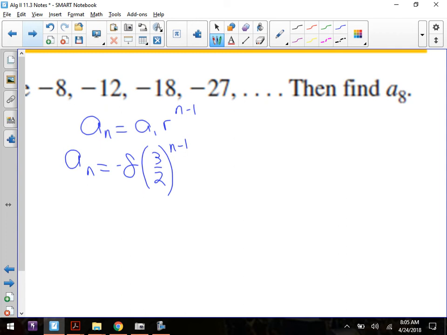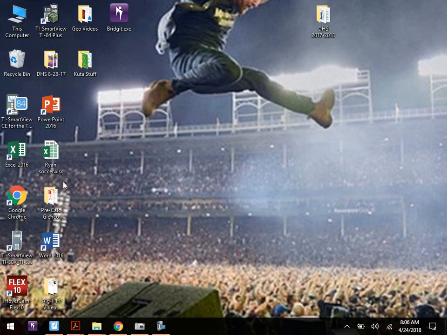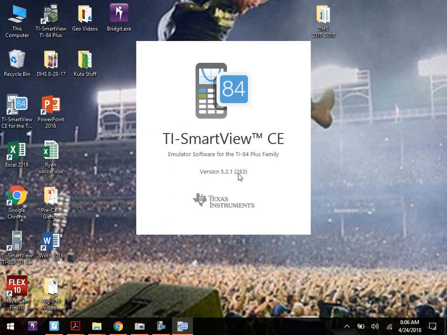Which means I've got to find my 8th term, the 8th term. And lo and behold, you have a calculator that is your friend. Once it loads.